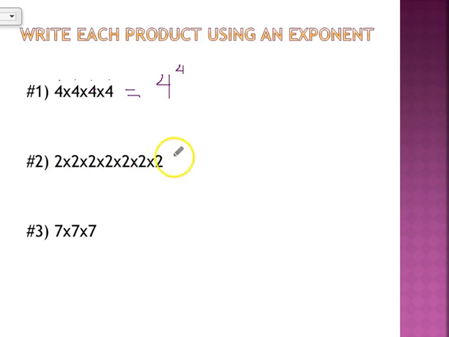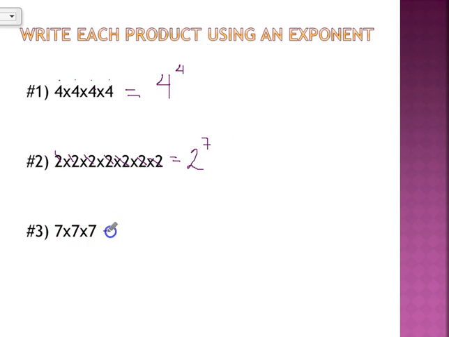Look at number 2. I want you to try this in your math notebook now. How would you write 2 times 2 times 2 times 2 times 2 times 2 times 2? How would you write that expression using an exponent? Go ahead and try that in your math notebook. So what is the base? And then how many times are you multiplying that base times itself? That will be the exponent. The base is 2, and we multiplied 2 by itself 1, 2, 3, 4, 5, 6, 7 times, so the exponent would be the 7th power.